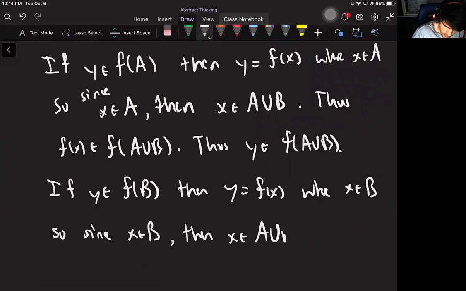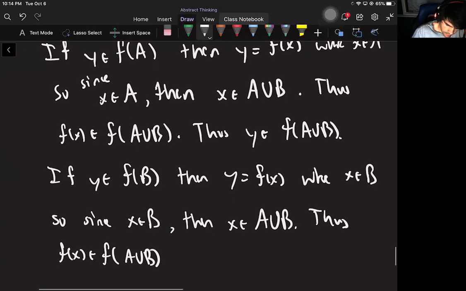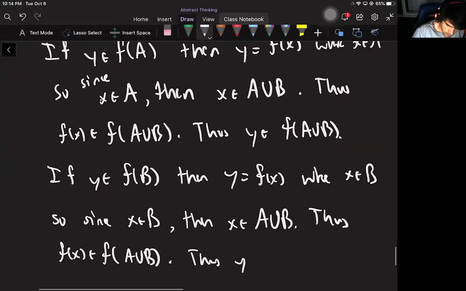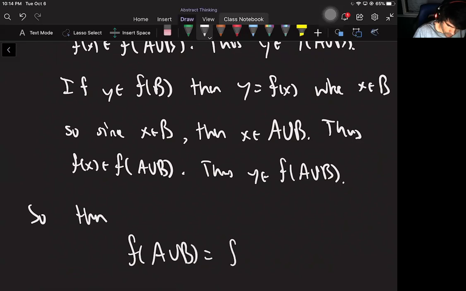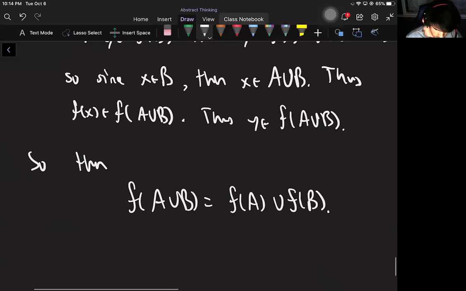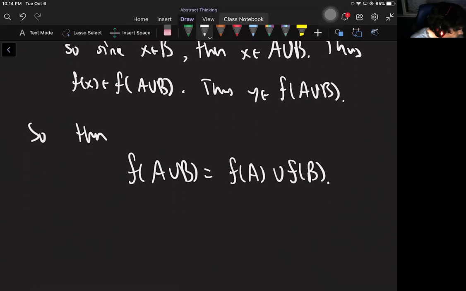And it works exactly the same. So I'll just write it down very quickly. So the point is that in either case, we've shown what we wanted to show. So we've shown that they're both subsets of each other, so therefore they're equal sets. Okay, so unioning and then functioning over is the same as functioning independently and then unioning after that. Okay, so they're equal sets.